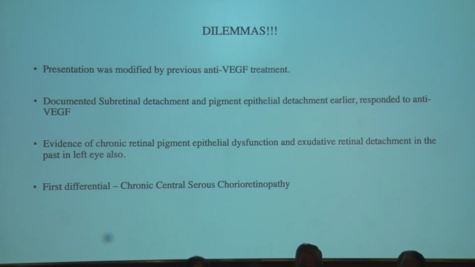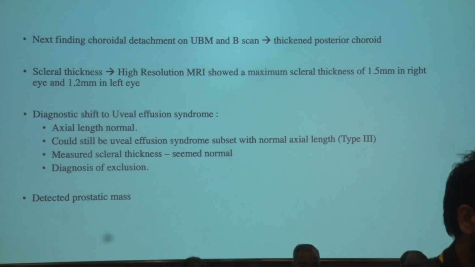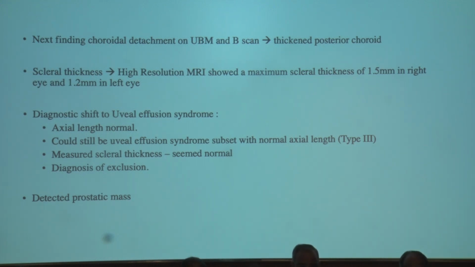So our first differential was chronic CSCR, an atypical variant. The next finding of choroidal detachment on UBM and B scan was found. The scleral thickness was again within normal limits on MRI as well as on UBM. So we shifted our diagnosis to uveal effusion syndrome.